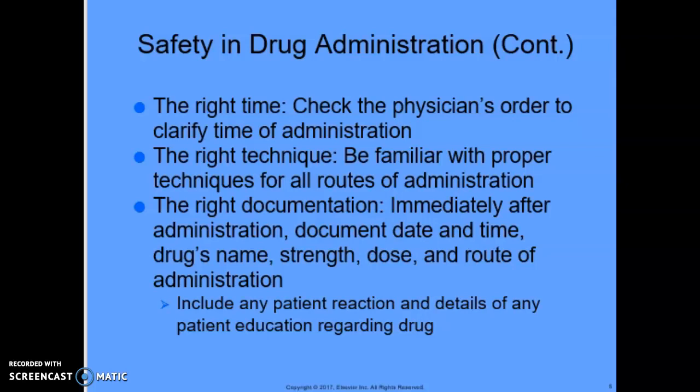And the right documentation. Immediately after administration, document the date and time, the drug name, strength, dose, and route of administration. And in certain instances, especially when you are doing immunizations, it's important that you also take information on lot numbers. So again, specific to protocol, making sure that you know the correct protocol of what to document, and make sure to include any patient reaction and details of any patient education regarding that drug.